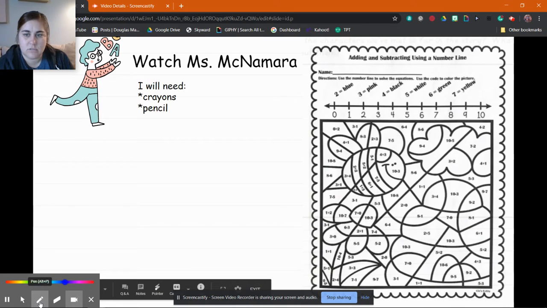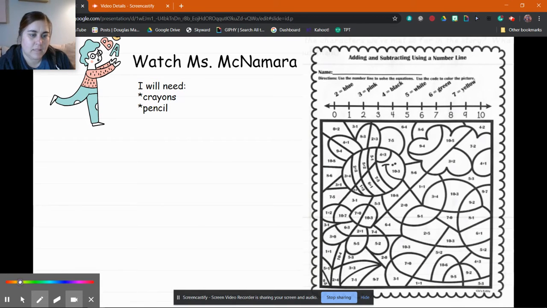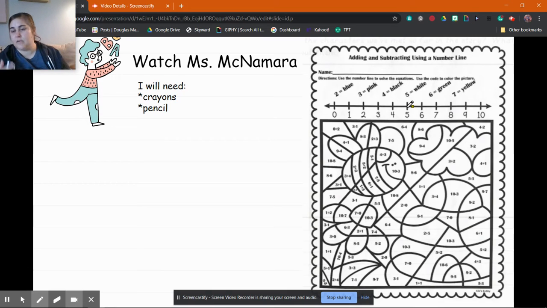Let's try one. I'll do one of each. So here we go, 5 plus 2. I want to show you how to use the number line again. We haven't seen one for a while, so if you would like to use the number line instead of drawing pictures or using fingers, I'm going to do a quick review of that. The first one we're going to do says 5 plus 2.